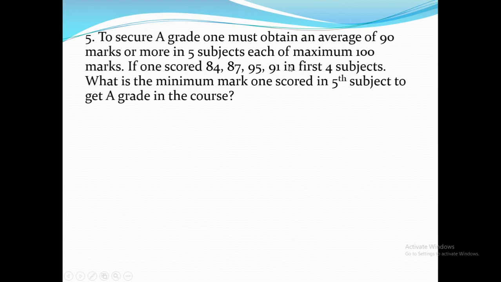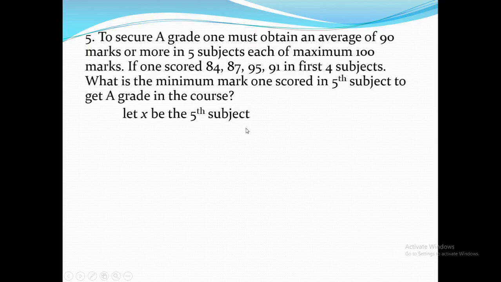So see here, you know how to find the average, isn't it? Average means add all the subjects and divide it by the total number of subjects. Here we have 5 subjects. So all the 5 subjects must be added and divided by 5. The 5th subject is unknown, isn't it? So let it be x. So let x be the 5th subject.